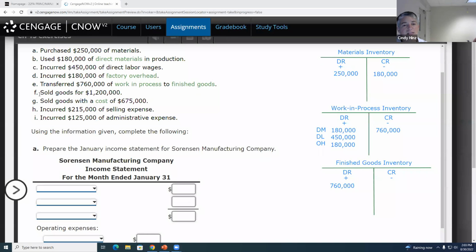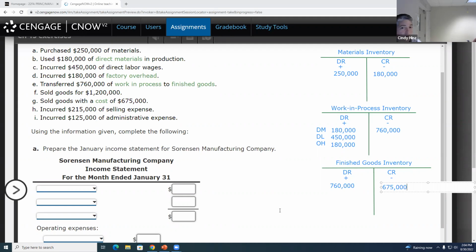The next line, letter F, says we sold goods for $1.2 million. Well, that's how much we charged our customers. That's going to be the revenues. So when we get down to our income statement down here, that's going to be where we start. We made $1.2 million in revenue for the product that we sold. Now, those goods that we sold had a cost of $675,000. And so that $675,000 is moved out of finished goods. We just sold it. We don't have it anymore. We need to get it out of that inventory account.